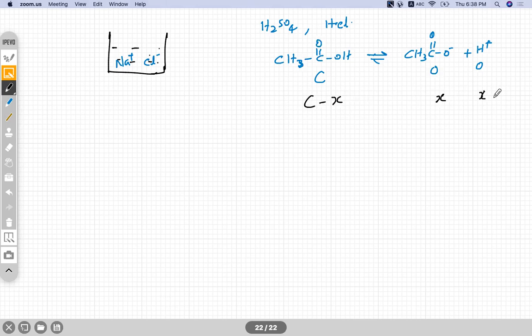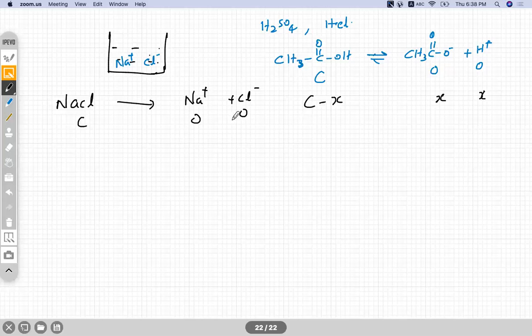But if it is a strong electrolyte, for example NaCl, it completely dissociates into Na plus and Cl minus. So if it is C initially and zero, after some time the NaCl becomes zero, there is no more NaCl present, entirely it converts into Na plus and Cl minus. This is the difference between a strong and weak electrolyte. Got it?